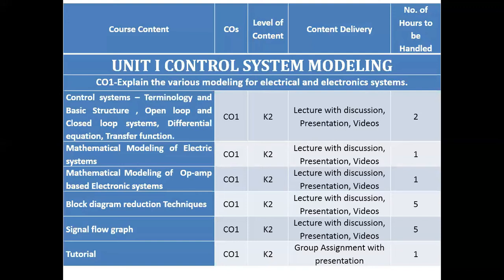So in this unit, we are going to learn about the terminology of the control system, basic structure, open loop, closed loop system, differential equation, and transfer function. In the signal system itself, you have learned what you mean by transfer function, right? You all know the basic things. Next, we have to go for mathematical modeling of electrical system, electronic system. Next, we will go for block diagram reduction technique, then signal flow graph.